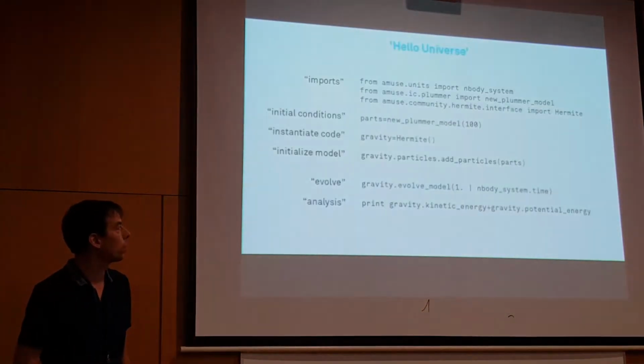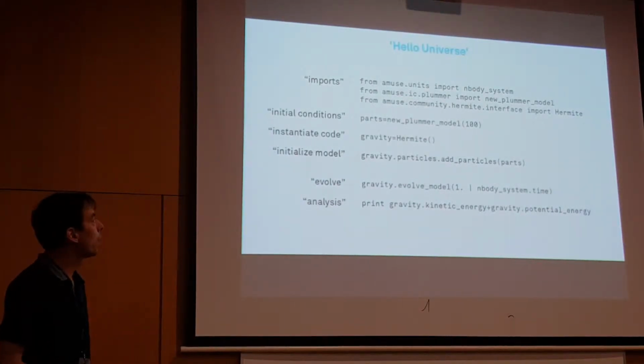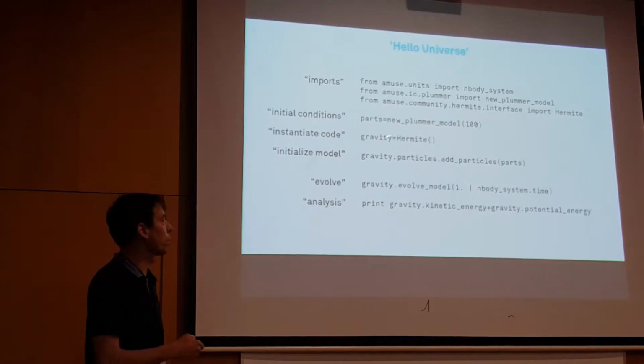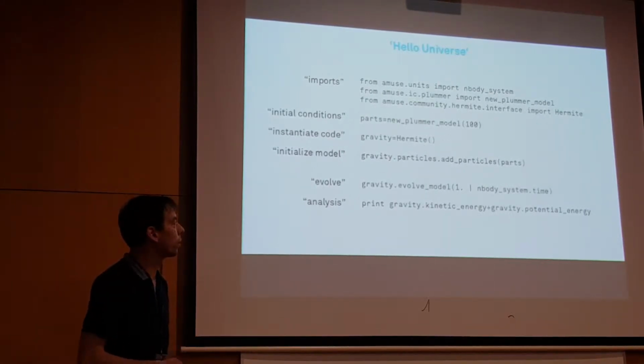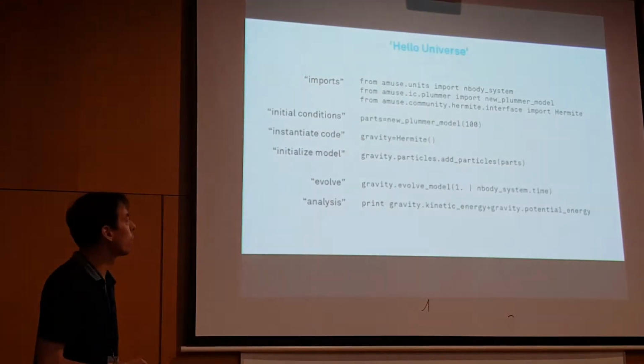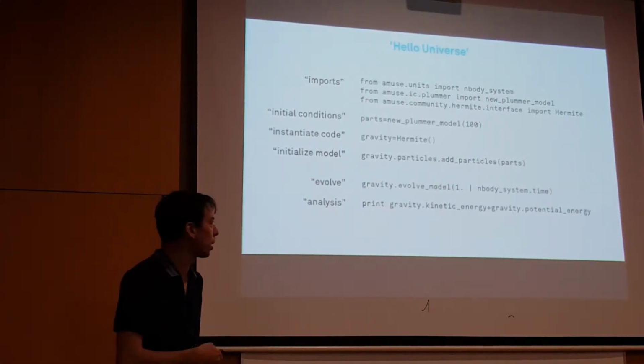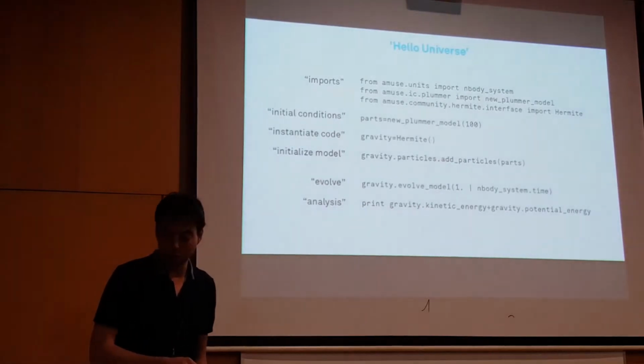So how do you talk to a code in AMUSE? This is the minimal Hello Universe example for AMUSE. It's just standard Python: you have your imports, and then you specify your initial conditions. You instantiate the code. This is an important step, and if you want to instantiate it on some other machine, you add some keywords to specify the communication channel and the machine where your calculation will be done. You initialize the model, you do some evolution, and at the end you do your analysis.